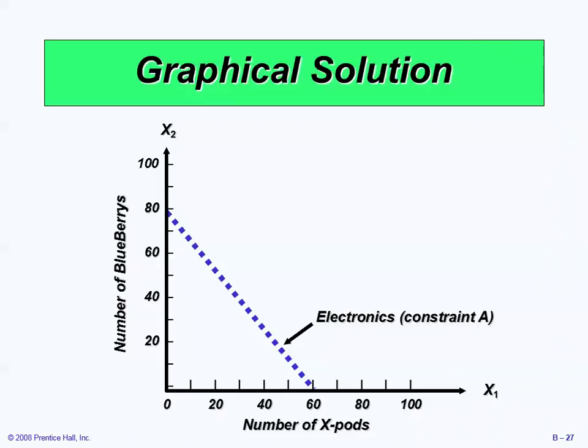Similarly, we have to do the same thing with the assembly department. So 2x1 plus x2 was less than or equal to how much? 100. Make that equal, so we get 2x1 equals 100, x1 equals 50, and the other one, x2 equals 100. So the intercept points are 50 and 100.